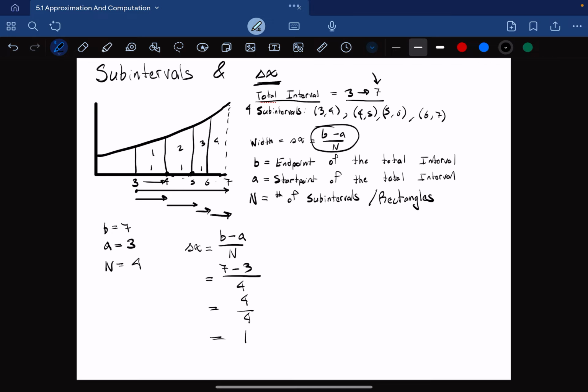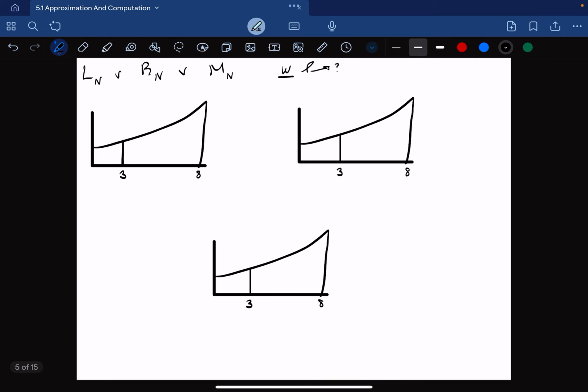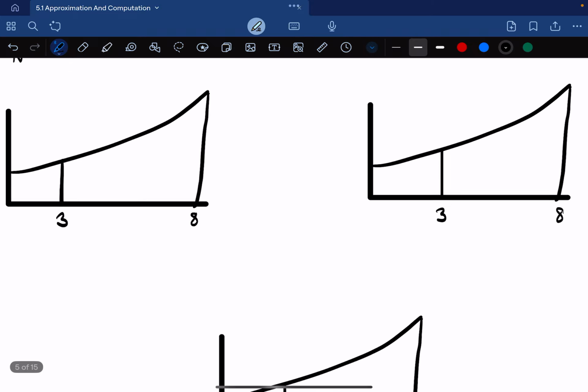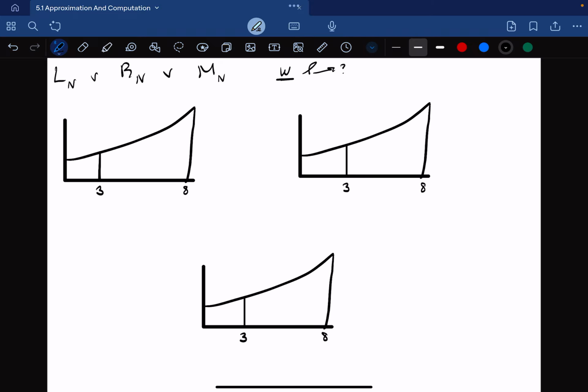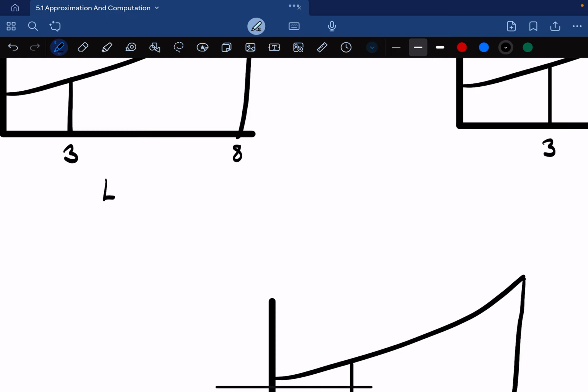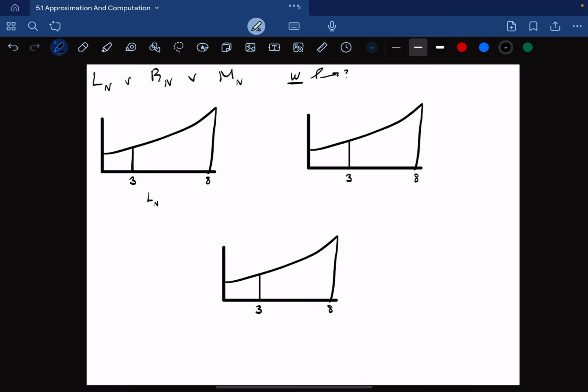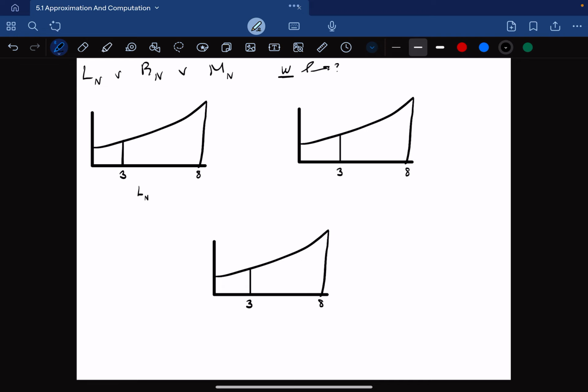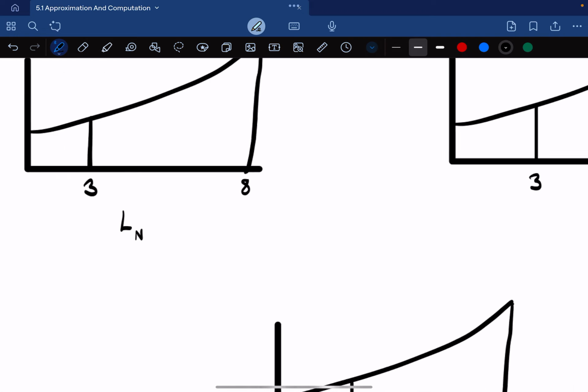So in this one here, I didn't really make any rectangles. I simply just separated them into subintervals. But on a real approximation question, if there's a graph in your approximation question, they're going to look like one of these 3 that I'm going to draw. The first one that I'm going to draw is our Ln, so our left point approximation.